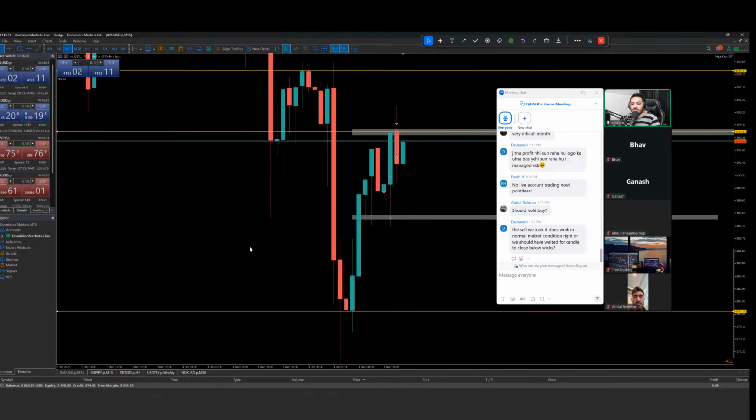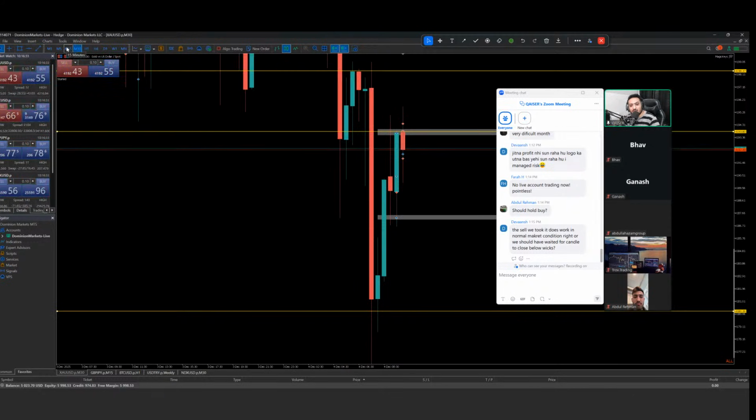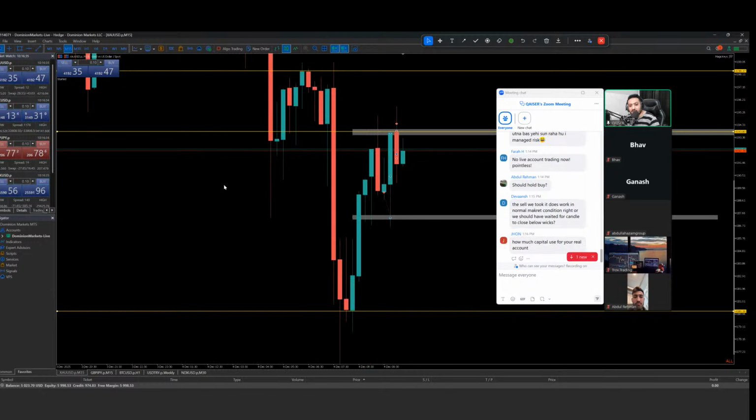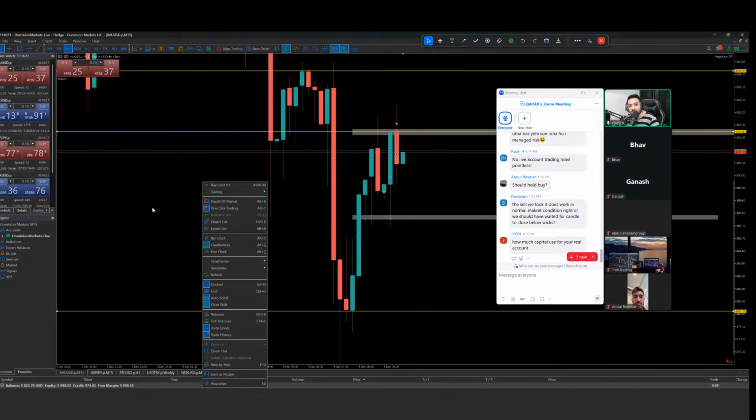No live account trading now. Pointless. Okay, should hold buy. What? Why should hold buy actually? Look at this 15 minutes candle, it closed back into the range.